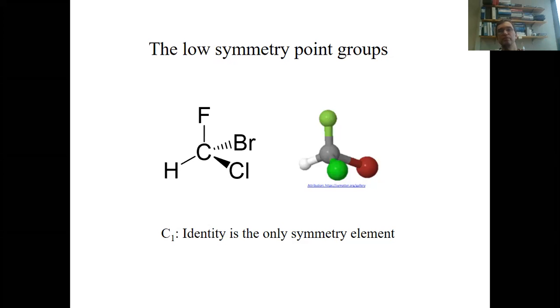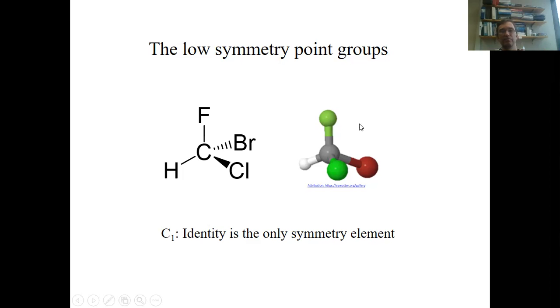So the lowest symmetry point group is called C subscript 1, and in this point group, the identity is the only symmetry element. It's called C subscript 1 because the identity is nothing else but a rotational axis that has the order 1. So when we rotate around 360 degrees, it's as though we do not rotate at all. So this is where the name is coming from.